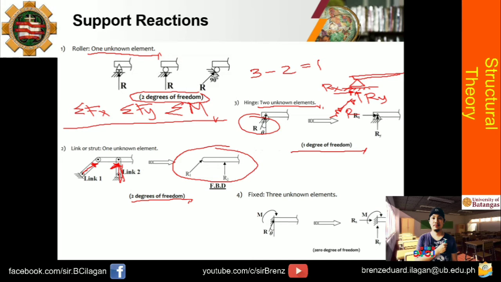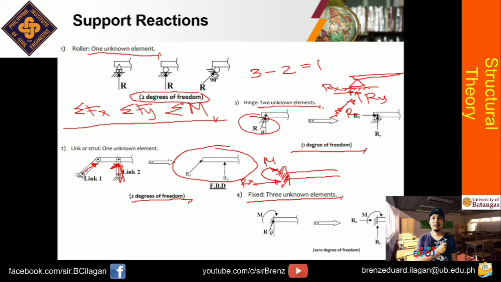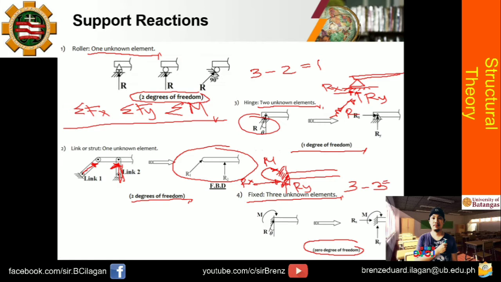So fixed support is symbolized by this symbol. So anong nangyari lang dyan, naka-connect siya mismo. Ano? And that, we have 3. So you have a moment. Aside from that, you have horizontal, Rx. You have also Ry. So the degree of freedom of that is 0. Since the available equation of equilibrium is tatlo, mangyayari 3 minus 3, that will be 0. So, ibig sabihin niya lang, sapat yung tatlong equation of equilibrium para mahanap yung unknown.